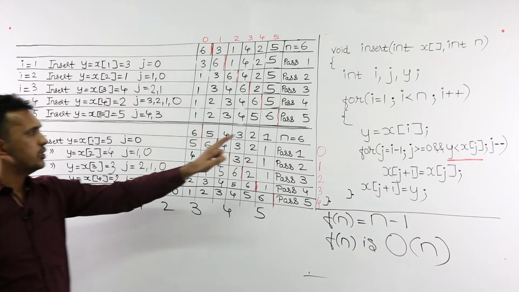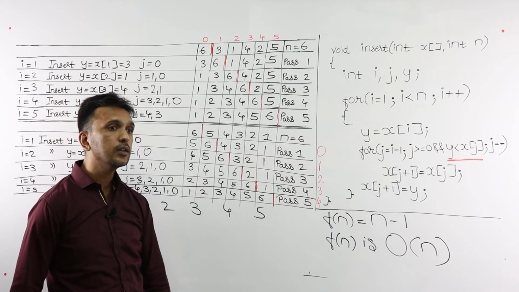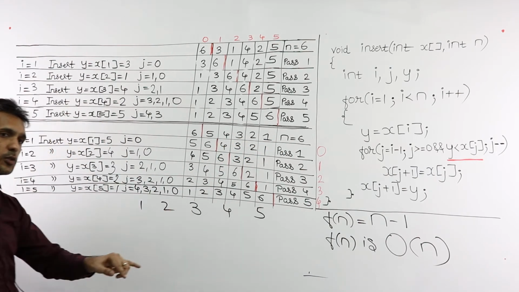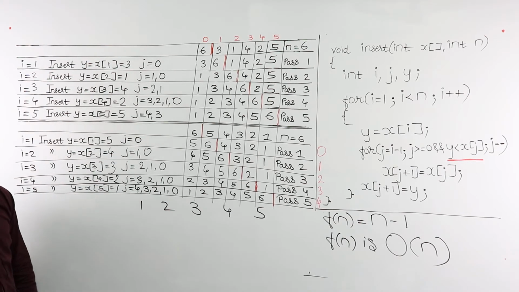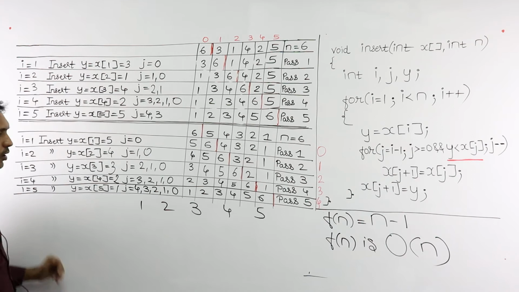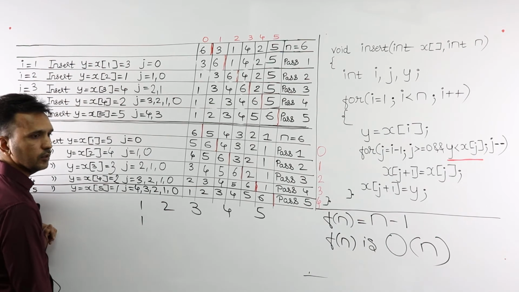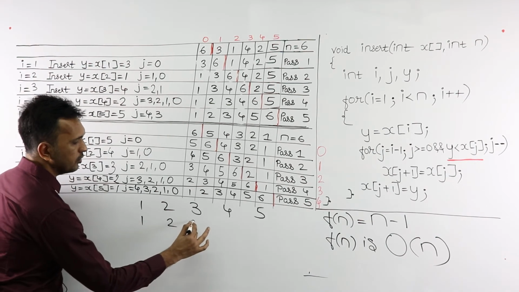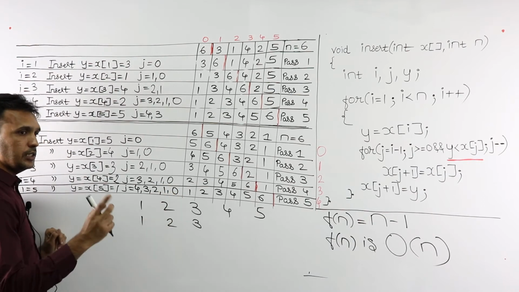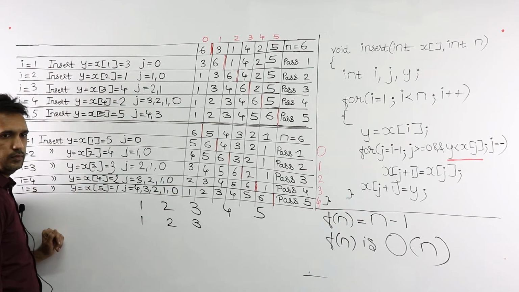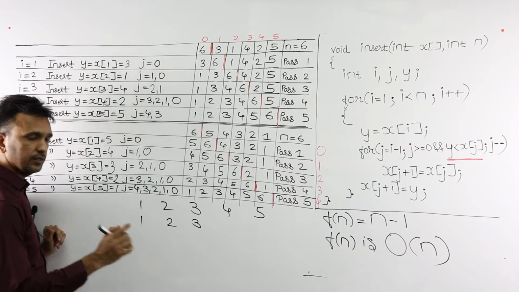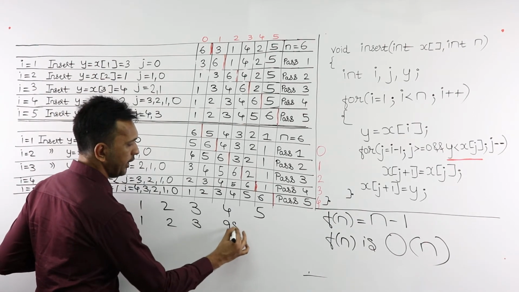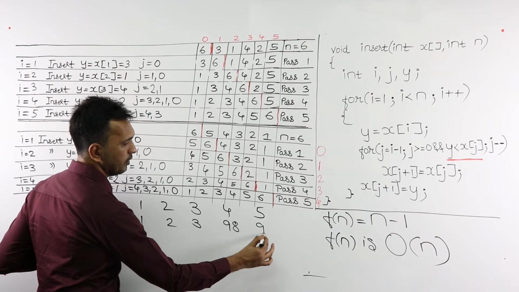Let's say n is equal to 100. So in the first pass, in worst case, j will take how many values? 1. Second pass? 2. Third pass? 3. Second last pass? 98. Think and tell me. 98. Alright. Last pass? 99.